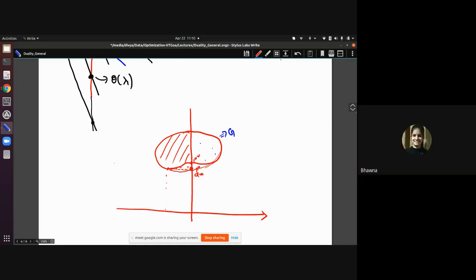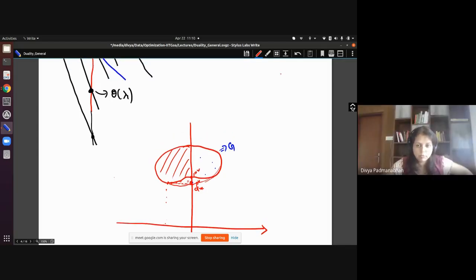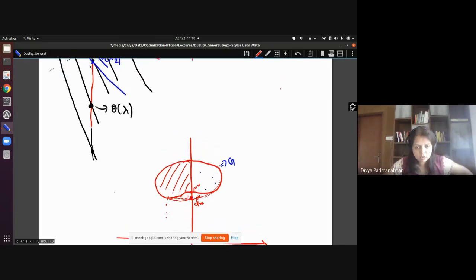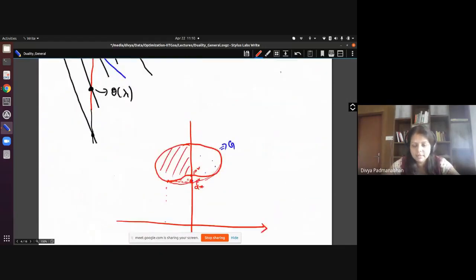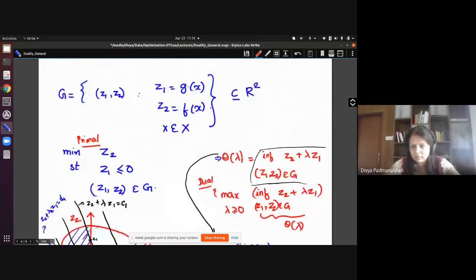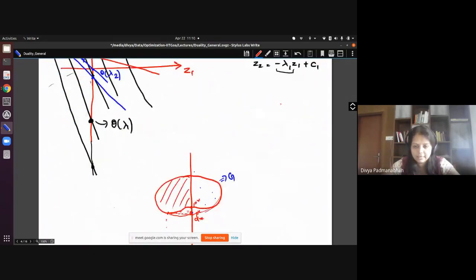Ma'am, why does Z1 have to be 0? There's no constraint on Z1. It's Z1 less than 0, right? Yes, Z1 less than 0. But also you're taking everything only in this domain X. So when you take all the points in X and then you're looking at the G and F, then the set you're getting is this one.